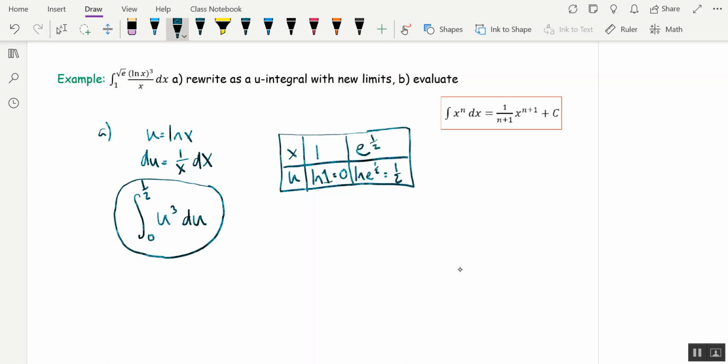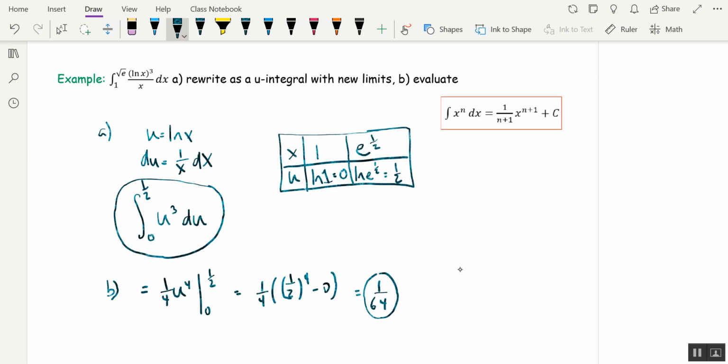Just to rewrite as a u integral, that's an integral with new limits. So for part B, we want to evaluate that. So 1/4 u to the 4th between 0 and 1/2 is equal to 1/4 times 1/2 to the 4th minus 0, which is 1 over 64. Notice I never went back to x's. I changed my limits and I never went back to x's. Okay, one more just like that.